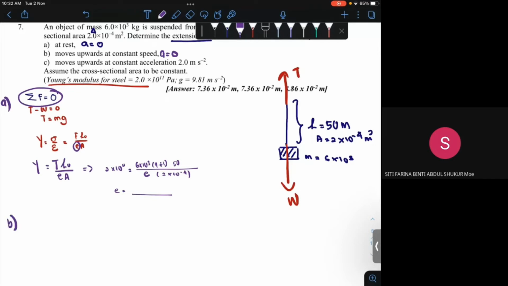For part B, since the system moves without acceleration, still constant speed, leads to acceleration is equals to 0. Therefore, elongation kita sama dengan elongation daripada soalan A, iaitu 7.36 times 10 to the power negative 2. Tension is still equals to mg for this case.